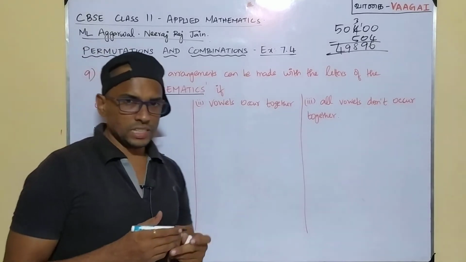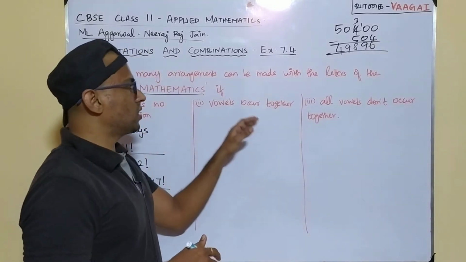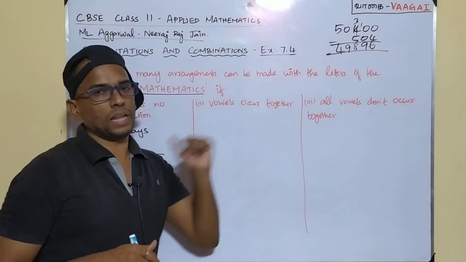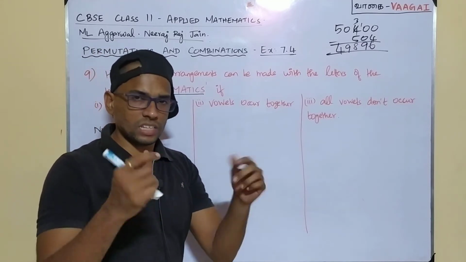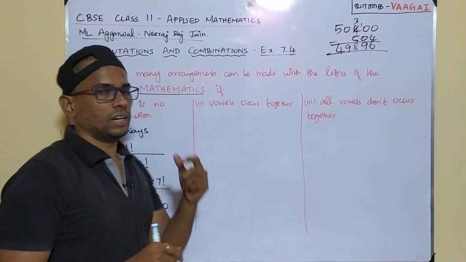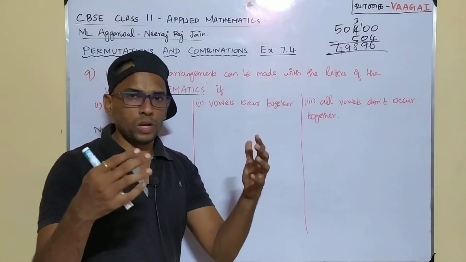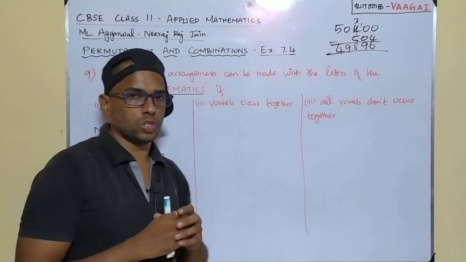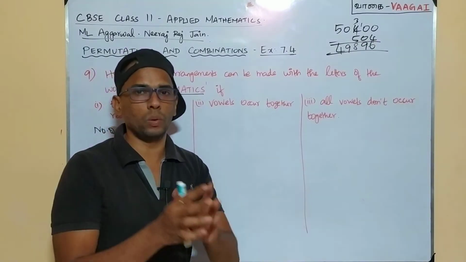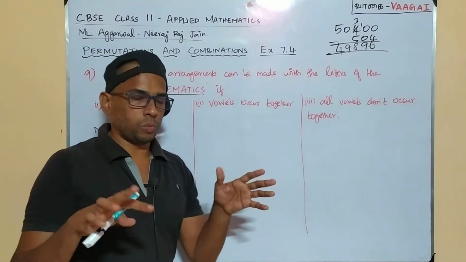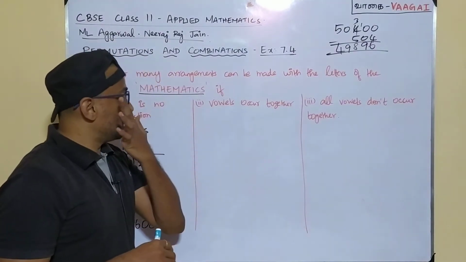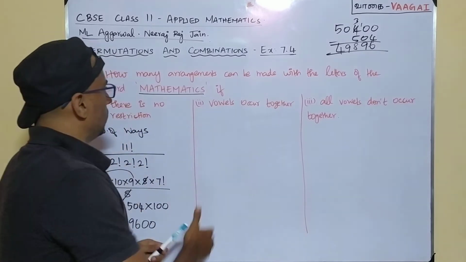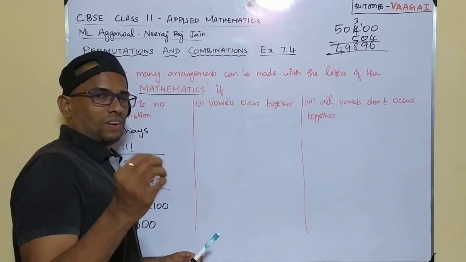Now coming to the second subdivision, here we have vowels occur together. So our same word, mathematics, in how many ways we can arrange in such a way that the vowels in the letters are together. Vowels should be together. We are very much used to this condition also. Whenever we have this kind of condition, we know what approach we have to handle. So just collect the vowel letters first.